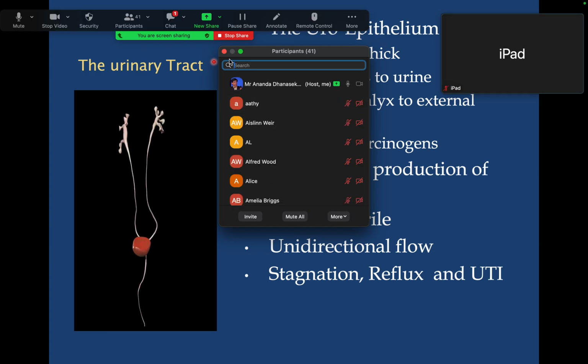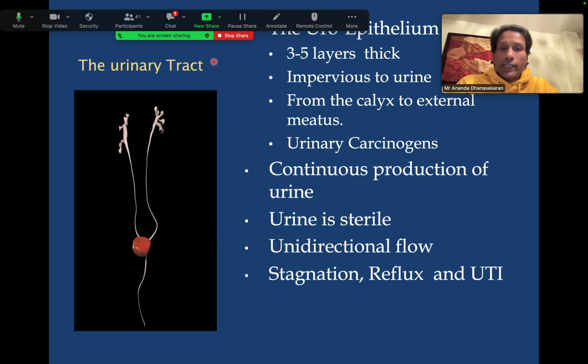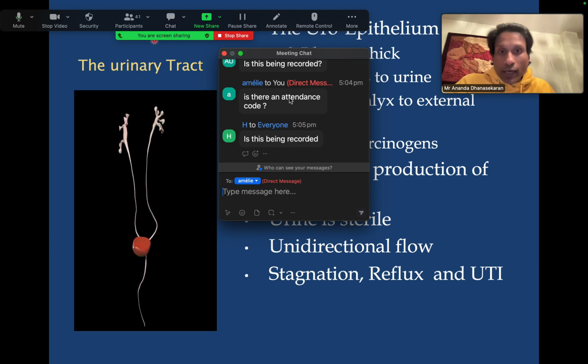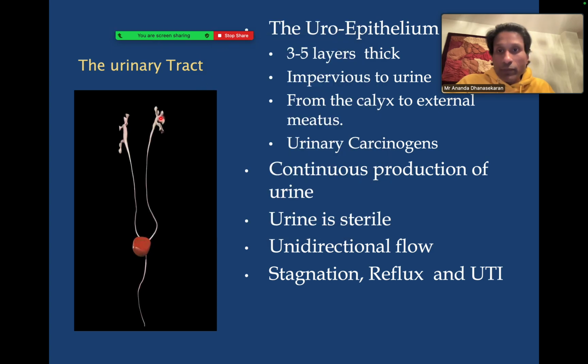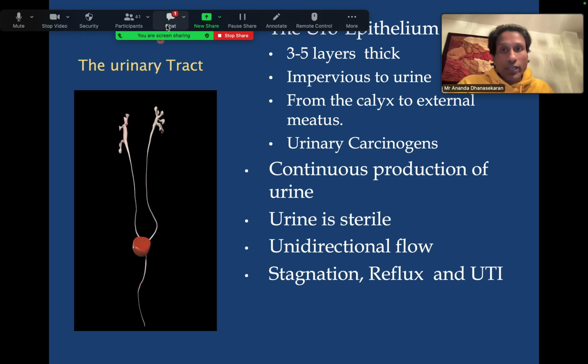That's good. The next thing is, as I said, it's a unidirectional flow. We want the urine to come from top to bottom, so the urine will always go from the kidney to the ureter, ureter to the bladder, and bladder to outside. There's no way the urine should go in the opposite direction. If it happens, it is known as reflux, and reflux is not a good thing to have. It is very common in children and not very significant in adults.